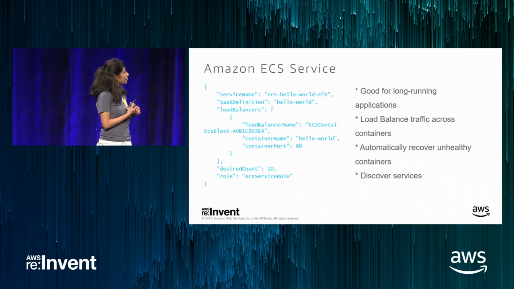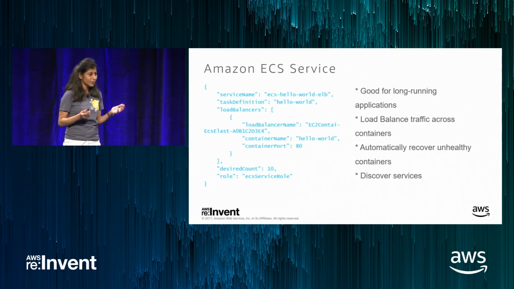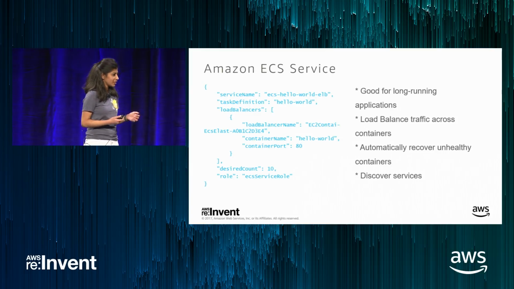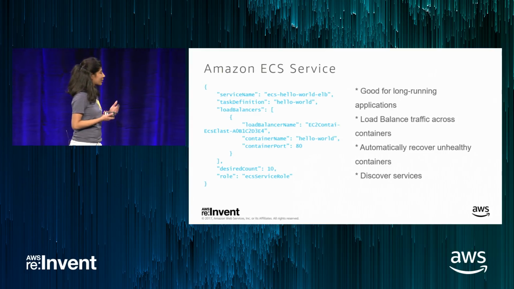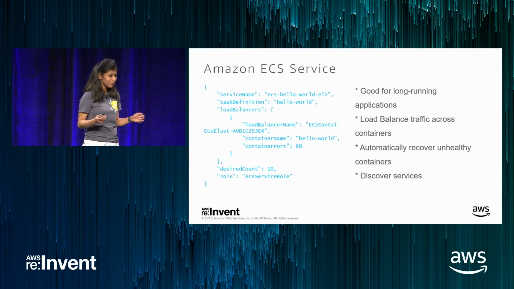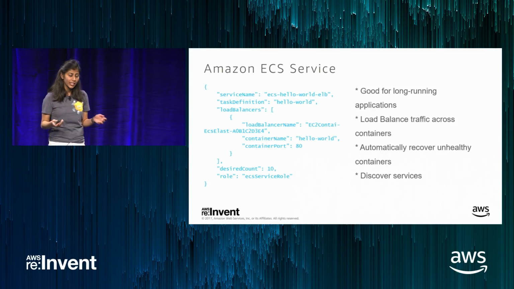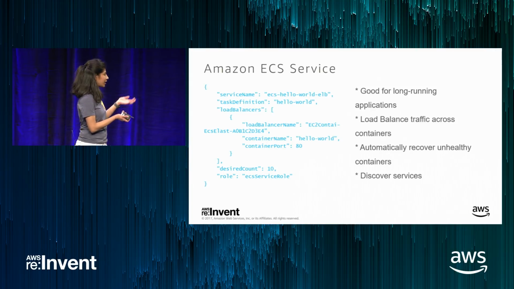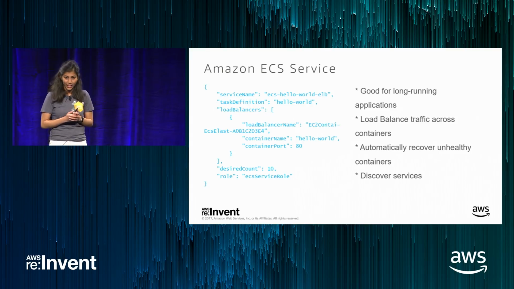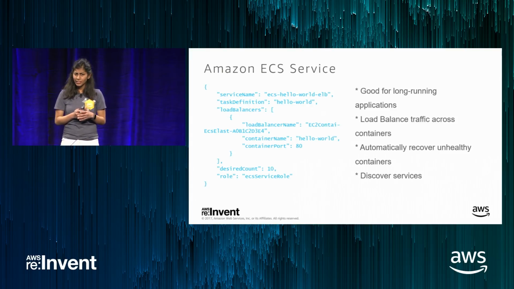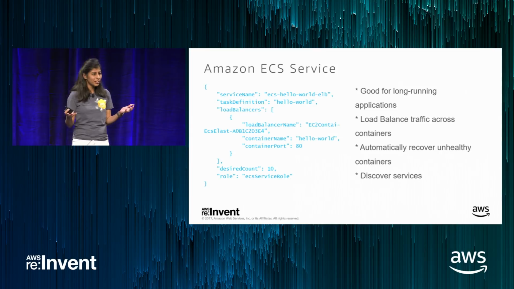OK. We have our task definition. All we need to do is now actually run it. So what we do is we create a service, because it's a web app. We want it to be running continuously. And I've just put up saying that I need 10 copies of that. OK? Now, when these 10 copies come up, you want them to be able to be discovered easily.